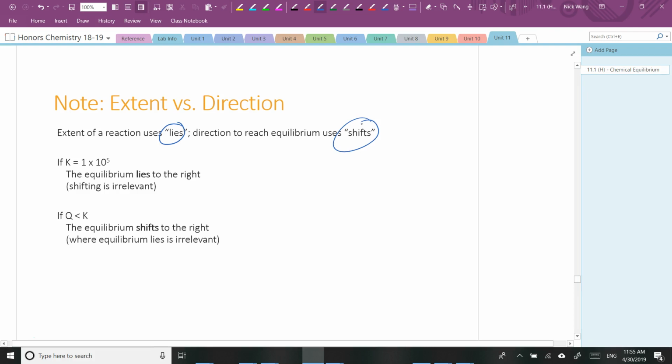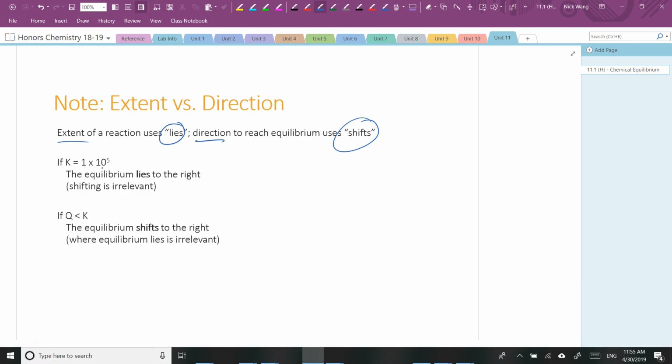So it helps to know that extent refers to already being established at equilibrium, whereas direction is about reaching equilibrium. What does it take to reach equilibrium? Let's take a look at this example. If you have some reaction where K is equal to 1 times 10 to the 5th, that's the equilibrium constant. Whatever equilibrium reaction you're given, you're going to know that the equilibrium lies to the right, meaning that it's going to have lots of products versus reactants when it's at equilibrium. Shifting, talking about the direction of the shift, is not relevant here.